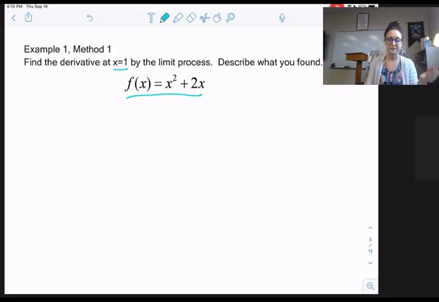We've talked about a function being differentiable, and differentiable simply means that the slope exists, okay? That's the adjective.